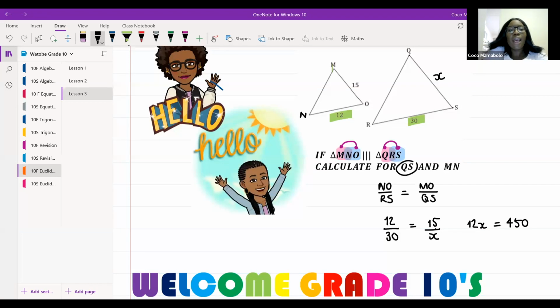To solve for X, I'm just going to divide both sides by 12, divide by 12, divide by 12. 12 divided by 12 will cancel. Therefore, X will be equal to 37. Right. And we've spent a lot of time on this. We're going to leave it and come back to it.